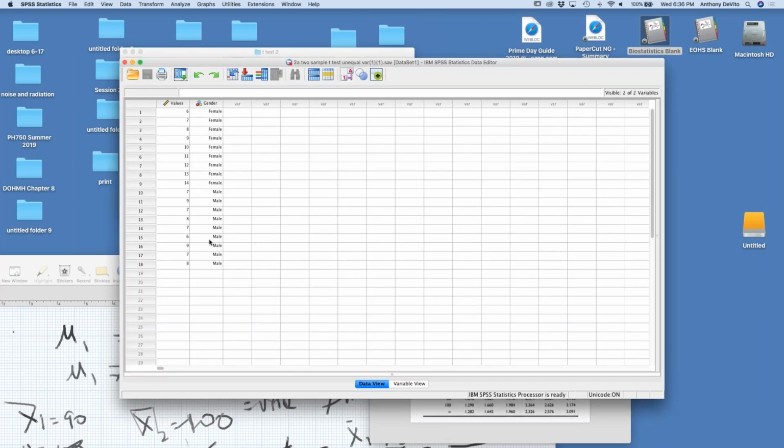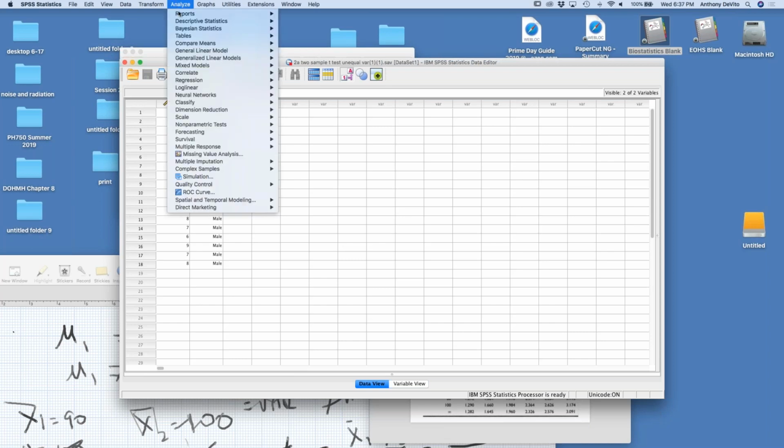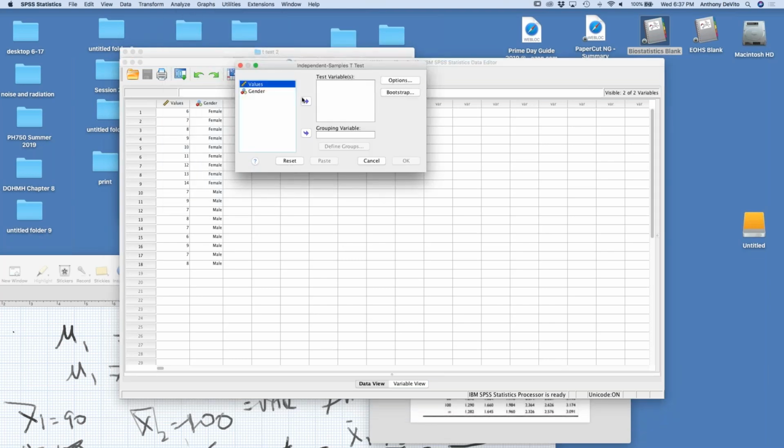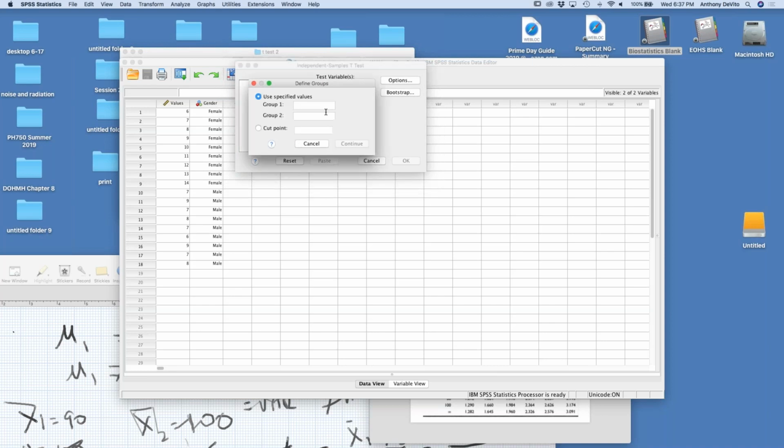Okay, so this time, things are a little bit different here. Let's do this analysis. Analyze, I hope I got the right one. Compare means, again, it's independent samples. Okay, let's go ahead and do our test. Gender. Okay, define our groups, 1 and 2.